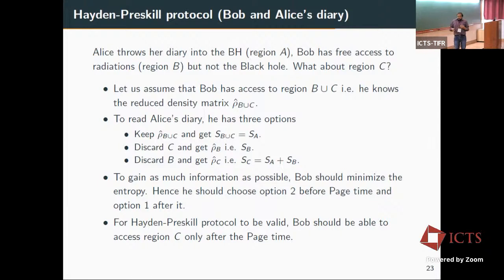But the thing is that the universe does not care what Bob's choices are. So Bob should actually not have a choice. In that case, the degrees of freedom associated to the confined sector, region C, should only be available to Bob after the Page time and not before it.